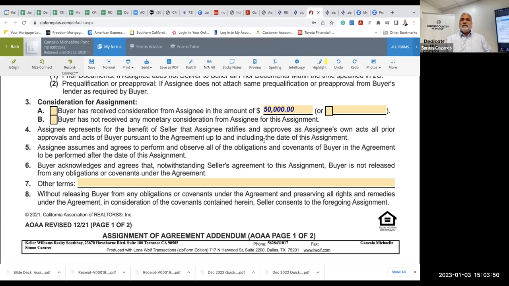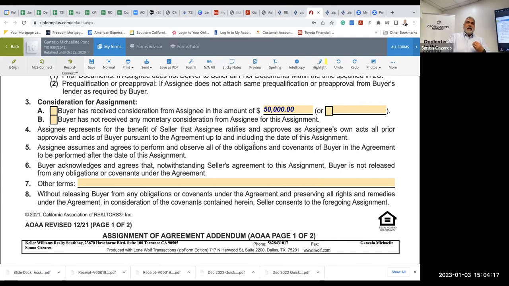Assignee assumes and agrees to perform and observe all the obligations and covenants of the buyers in this agreement to be performed. So for example, I'm the buyer, right? And I'm buying at Simon Casares or Assignee, right? After doing my calculations, I just think, gosh, this is just not a good investment for me based on what it's going to cost me, right? I'm now going to say, I'm going to assign it to Jimmy. Jimmy goes in there, does his calculations, gets his contractor, and the contractor says, yeah, I can do it for this. And he says, okay, I want to buy it.